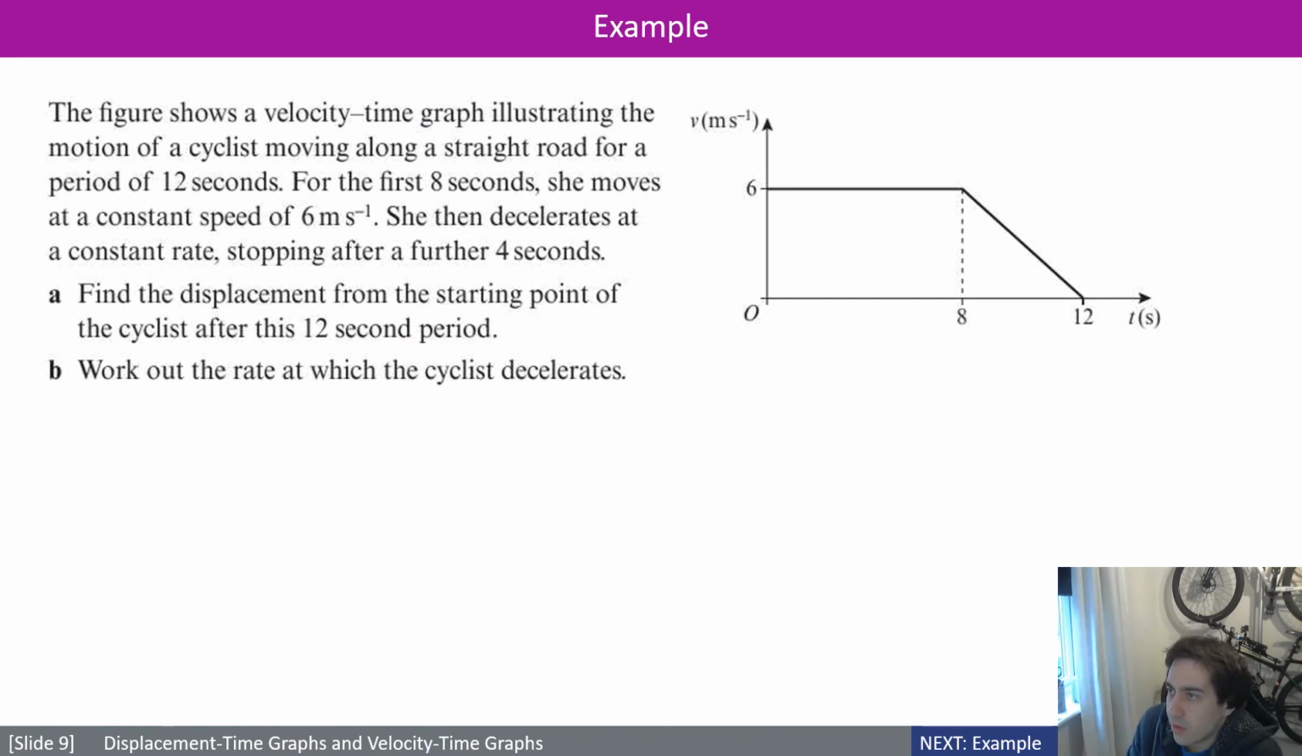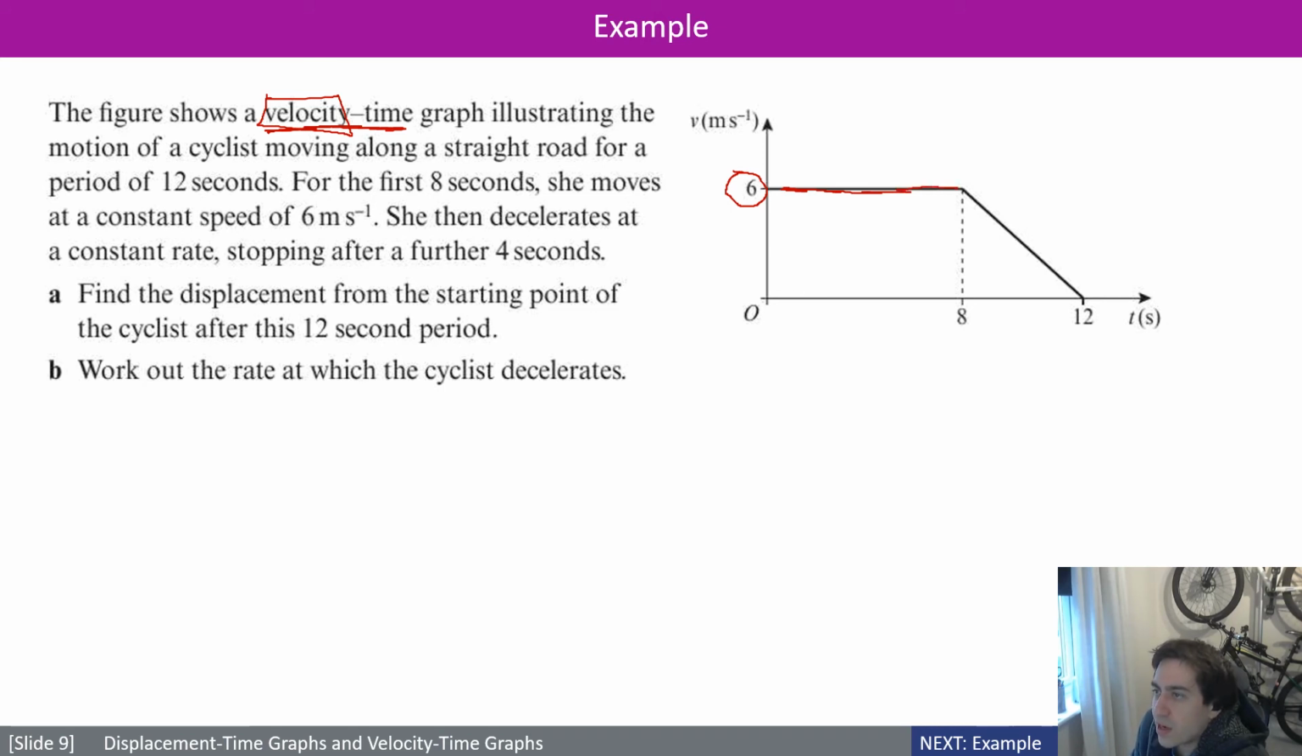Okay, we've got a velocity time graph illustrating the motion of a cyclist moving along a straight road for a period of 12 seconds. So that's the whole thing. For the first 8, she moves at a constant speed of 6, which is marked here. We can see it's a constant speed because it's a horizontal line.